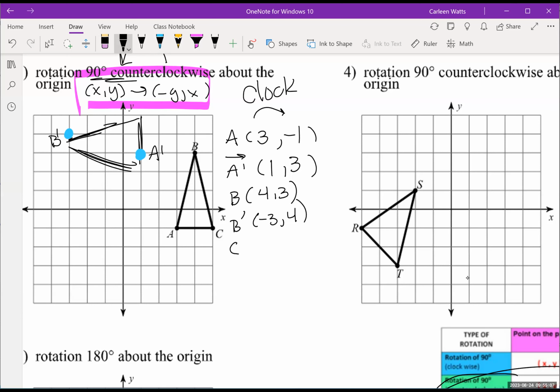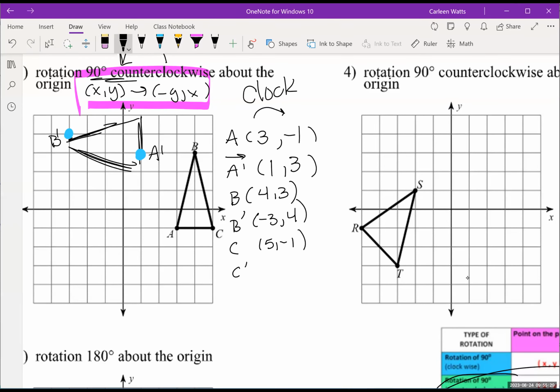Let's do C. C is (5, -1). Okay, Zoomers. Oh, I almost called you boomers. I'm the boomer. You're the Zoomers. I think you're cheating. Okay. How am I cheating? Okay, anyway, come on, Zoomers. You're the Zoomers. I'm the boomer.